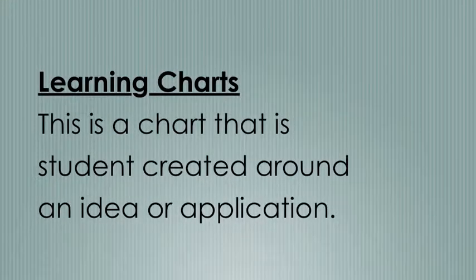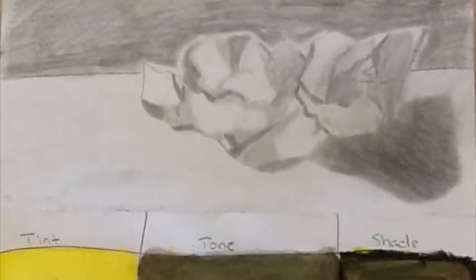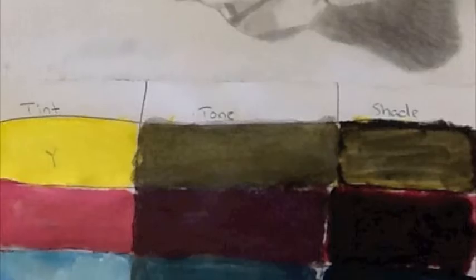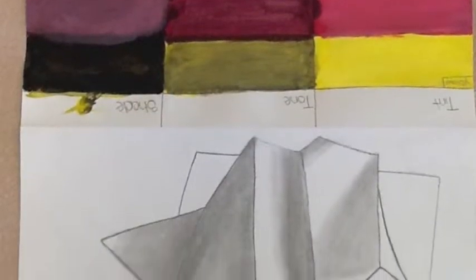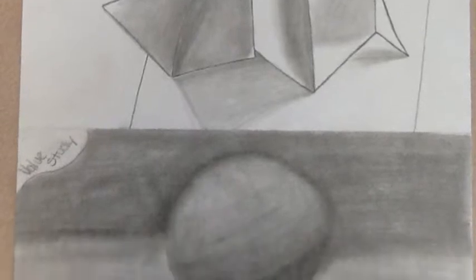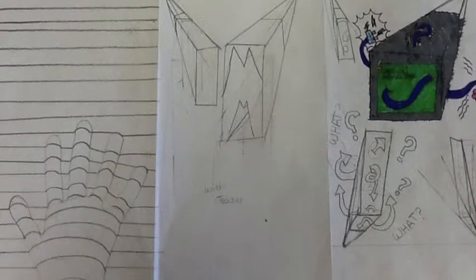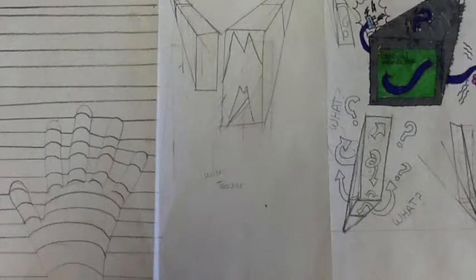And lastly, learning charts. Like thinking maps or concept maps, learning charts are side by side with the student as they work on their final artwork. These two examples are from 6th grade value studies. The learning chart is a scaffold for the student in their practice of art applications.